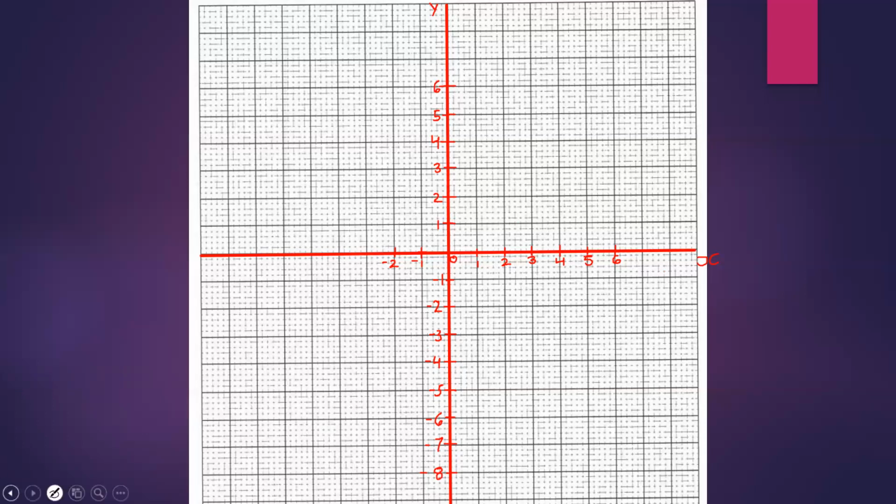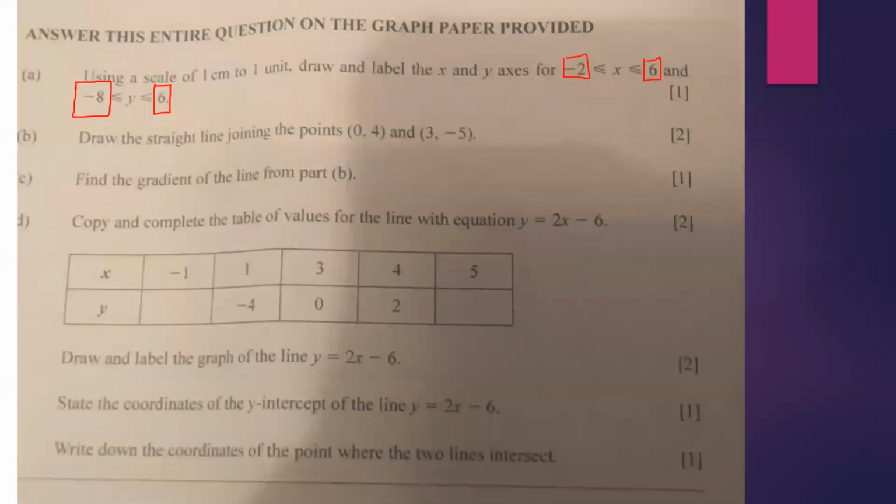All right. So far, all we have done was draw and label our x and y axes. All right. And so we got that. That's the first thing. All that just for 1 point. Wow.